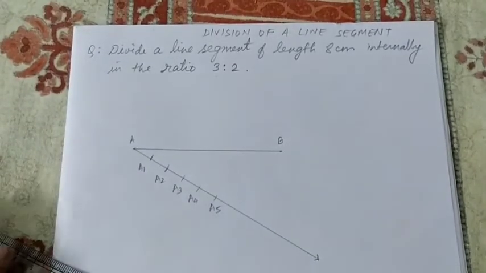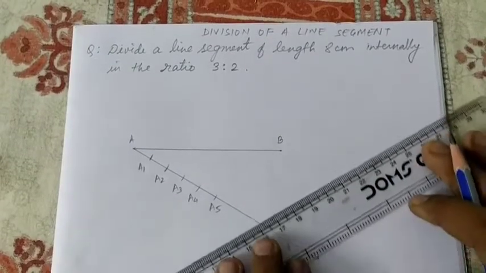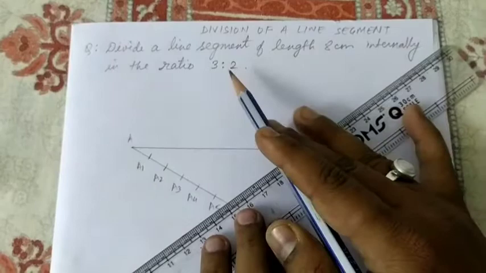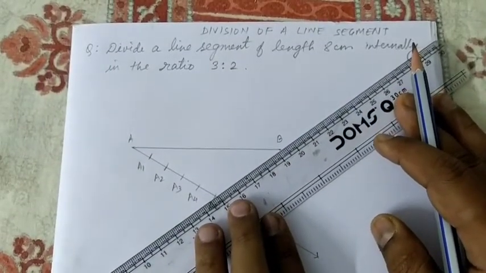Now what is the next step we have to do? We have to join this A5. Since it is 3:2, A5, the last one, will be joined with your B.